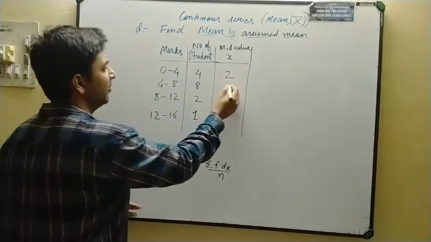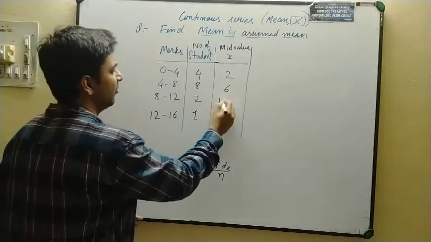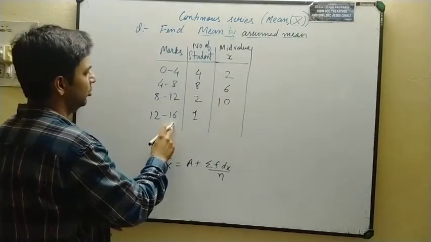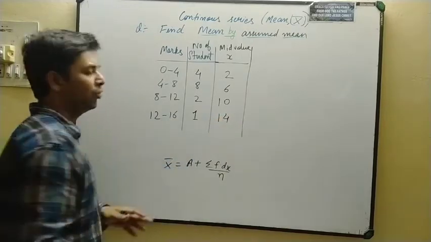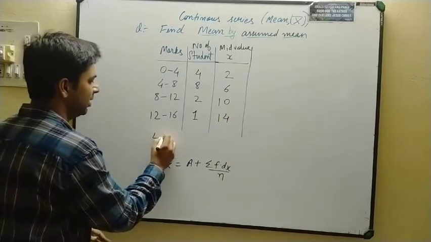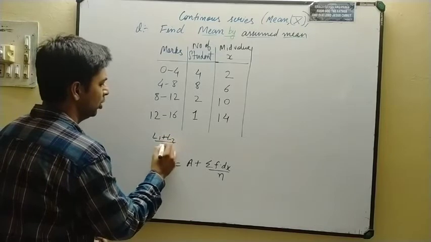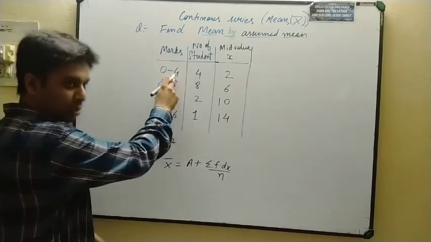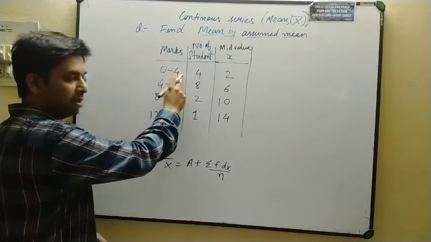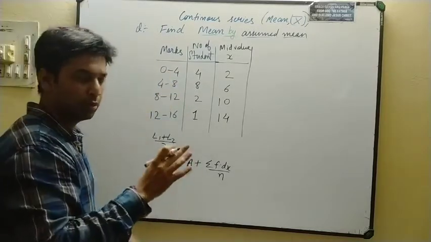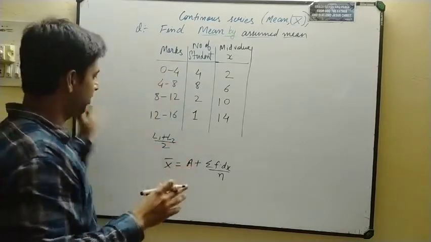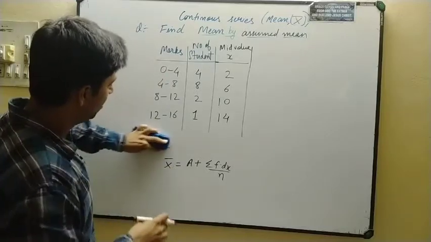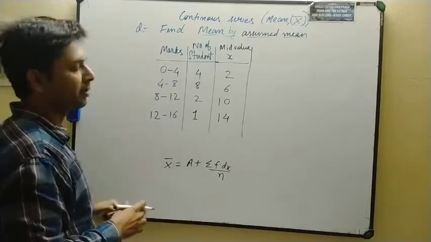This will be 12, half will be 6. This will be 20, half will be 10. This will be 28, the half will be 14. So what I'm doing is L1 plus L2 divided by 2, lower limit plus upper limit divided by 2. I'm adding these two values. In the previous question, I already wrote the formula over there.